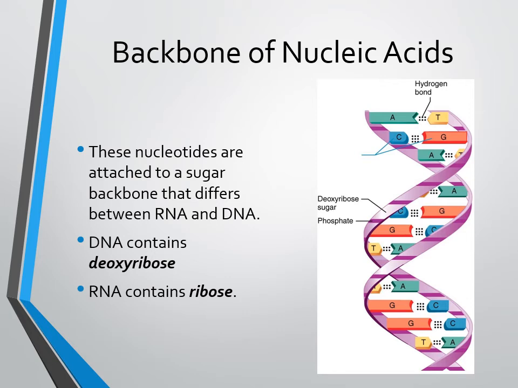So these nucleotides are attached to the sugar backbone. So the outside edge of both DNA and RNA has a sugar backbone. In DNA, it's called deoxyribose, while in RNA, it's called ribose. That's where they get their names from. So you can see right here, the sugar. Here's your hydrogen bond. The A, C, T, and G are your bases. And you can see the little dots right here where the hydrogen bonds are at.